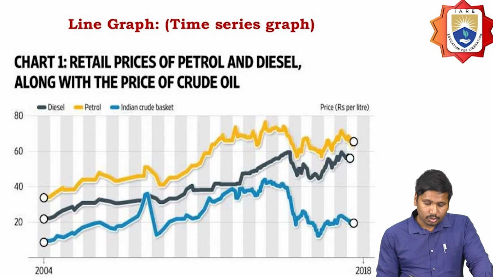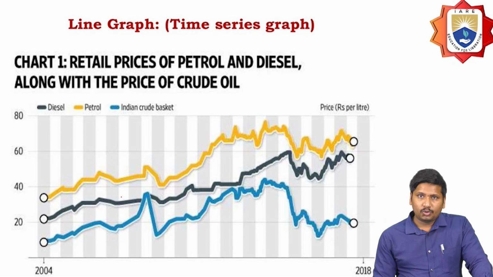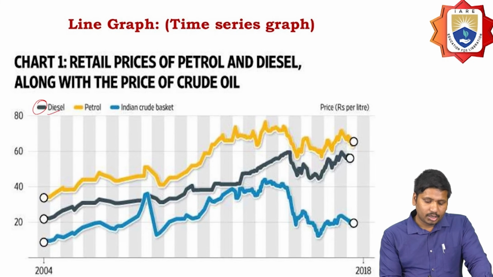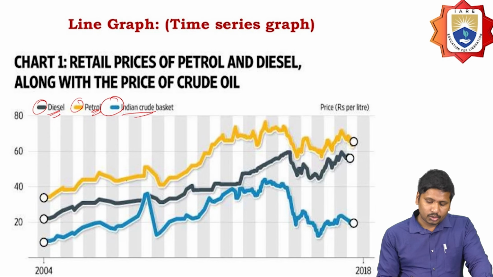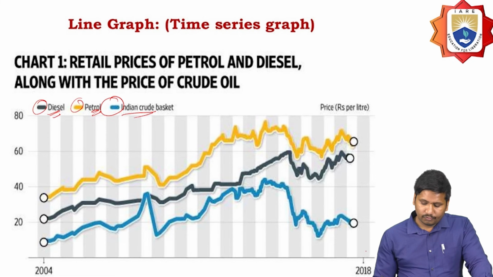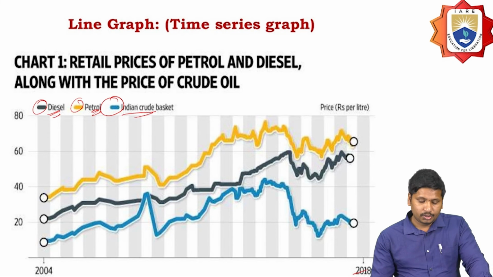I would like to know the retail prices of petrol and diesel, along with the price of crude oil, and represent them. This color represents diesel, yellow represents petrol, and blue indicates the Indian crude basket. By seeing this diagram, I can understand the fluctuations of petrol and diesel with respect to crude oil. The petrol price has almost all gone high, and diesel is also almost equal with a difference of 5, compared to crude oil between the years 2004 and 2018. Now it is 2022, so it should be very high.